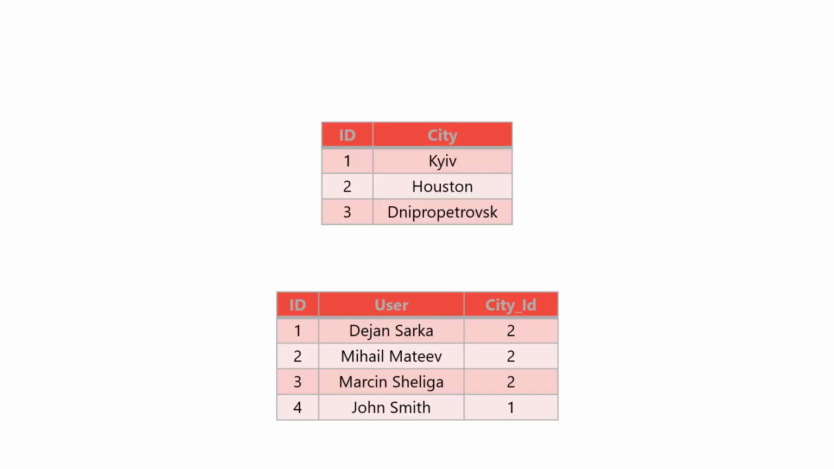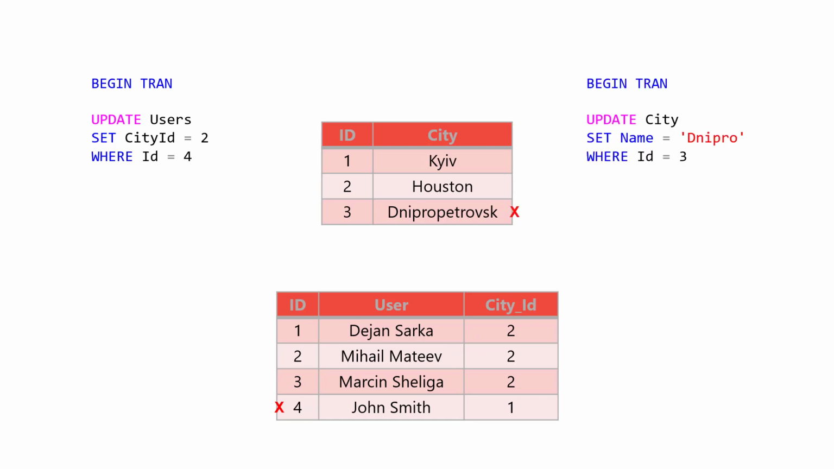Let's start with the classic deadlock situation. We have two tables, cities and users, and we start a transaction which updates users. John Smith is moving from Kyiv to Houston. To do this update, SQL Server puts an exclusive lock on row number 4 in the table users. At the same time, a second transaction is trying to change the name of the city from Dnipropetrovsk to Dnipro, and it puts an exclusive lock on the cities table on the third row.